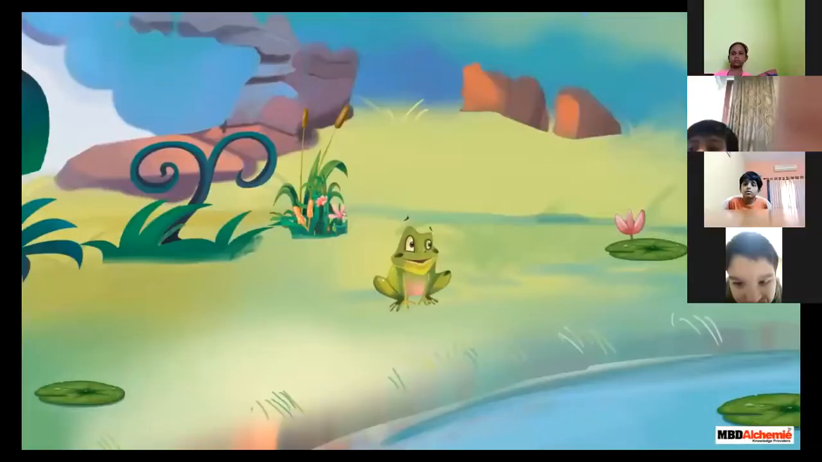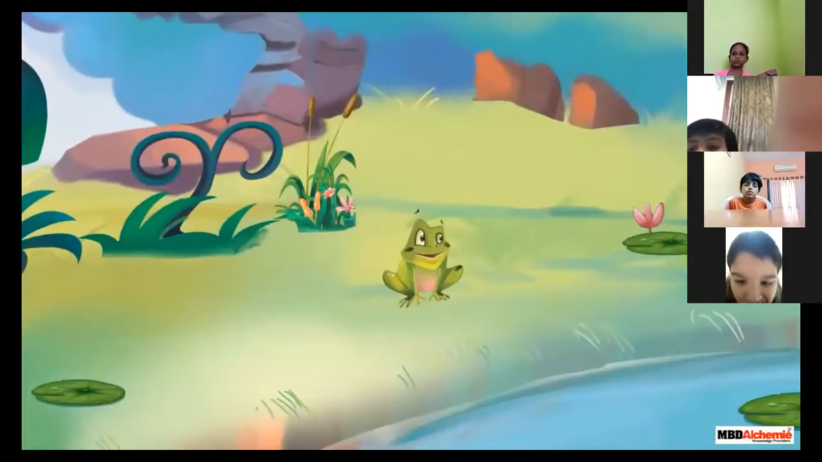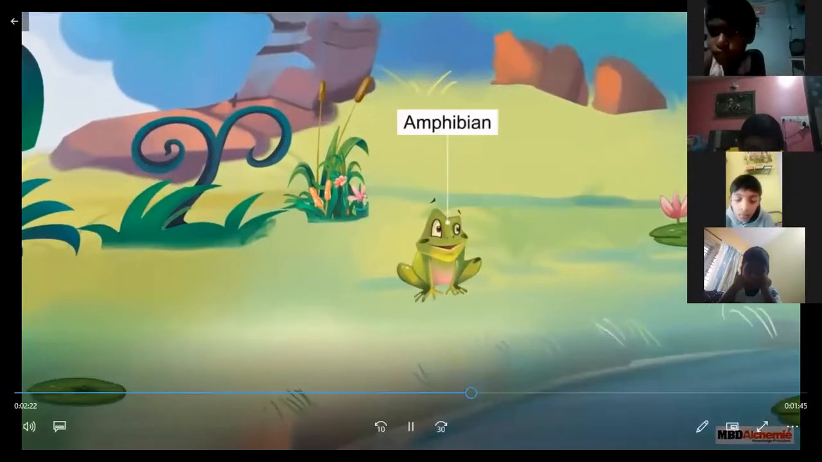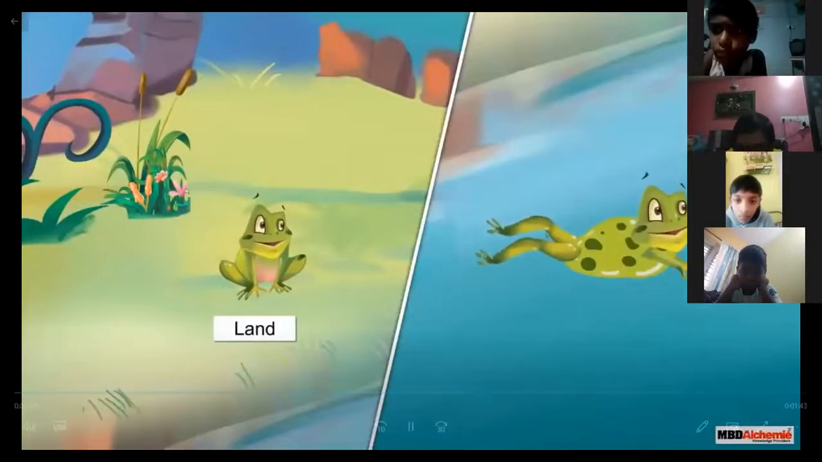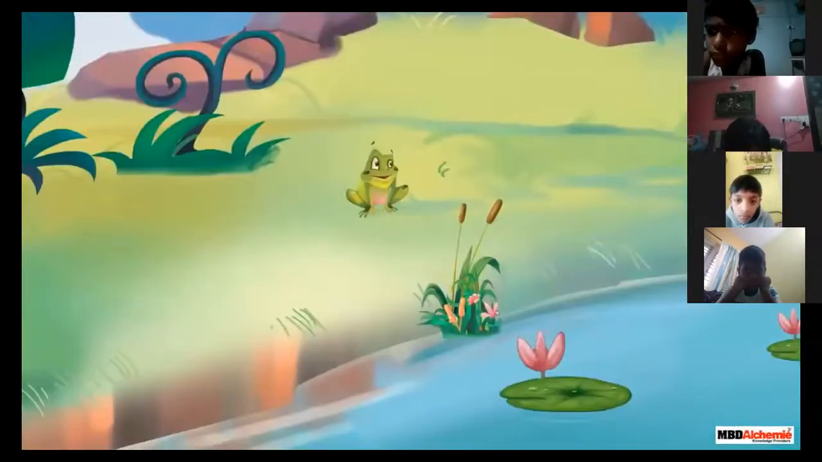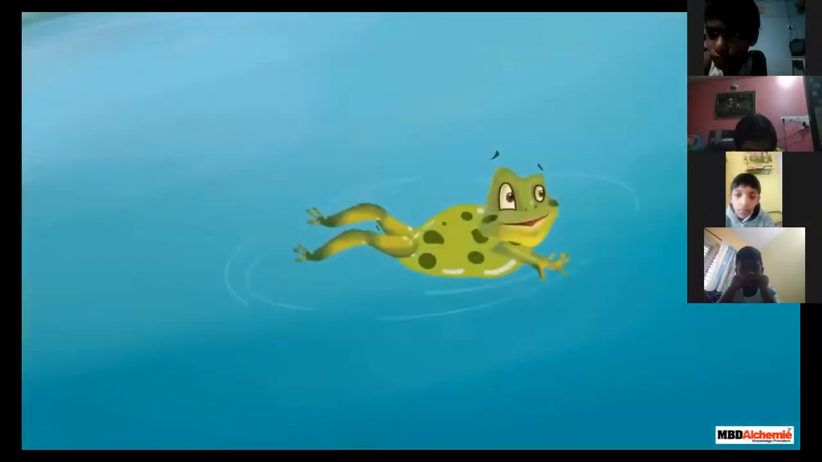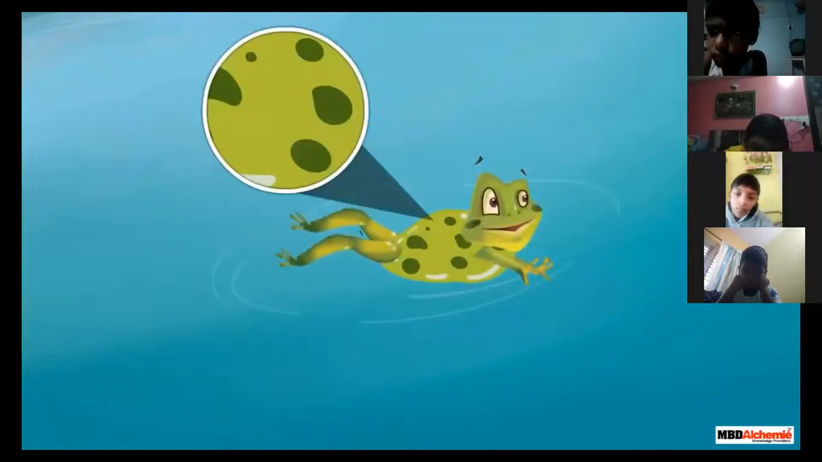Now, let's look at the breathing organ of an amphibian. A frog is an amphibian. It lives both on land and in water. On land, it breathes through lungs, whereas in water, it breathes through its skin.